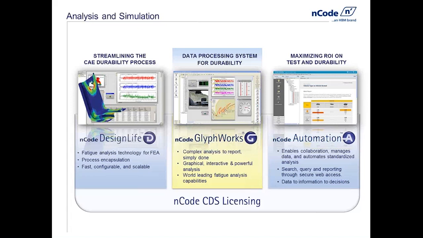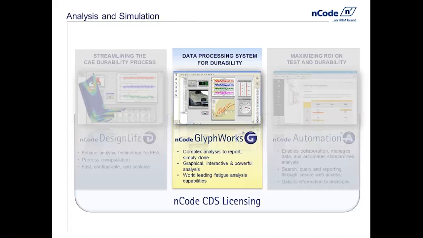This is analysis of measured test data, whether it's vibration related or fatigue and structural related. We're going to focus on the vibration side today. And then the last product you see on the screen is nCode Automation, which is test data management and automated analysis. Today we're going to focus on GlyphWorks. As a matter of fact, not just focus on GlyphWorks, but focus on a very specific use case within GlyphWorks, which is understanding things that turn round and round and what kind of durability and or vibration characteristics arise from that and how we can manage those characteristics as best our engineering judgment allows us to.